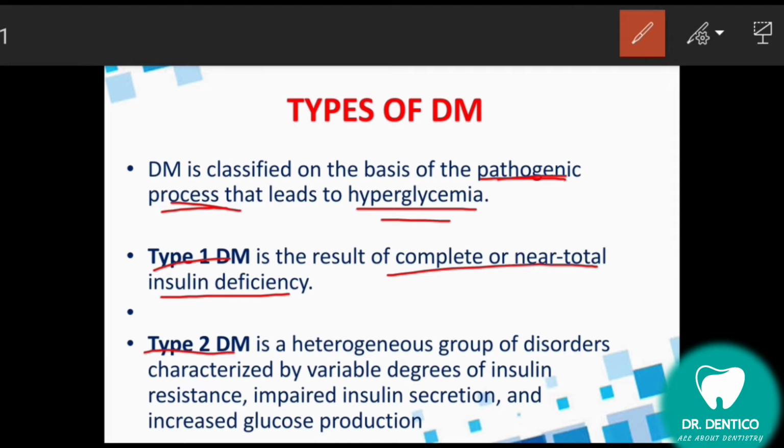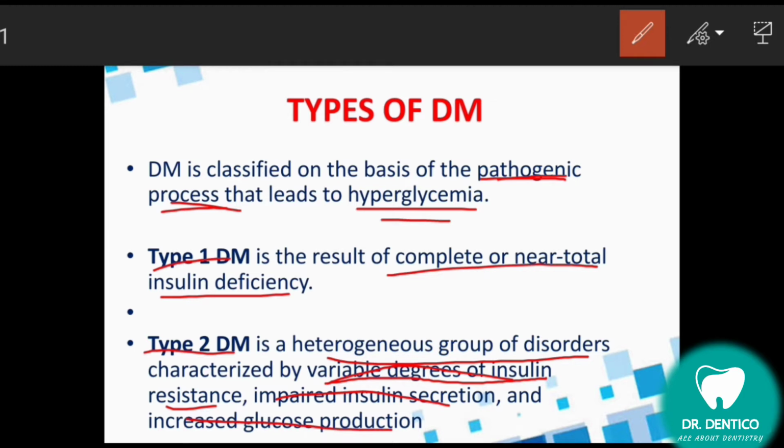Then second is type 2 diabetes mellitus. It is a heterogeneous group of disorders characterized by variable degrees of insulin resistance. There are mainly 3 points you have to remember: variable degree of insulin resistance, impaired insulin secretion, and increased glucose production.